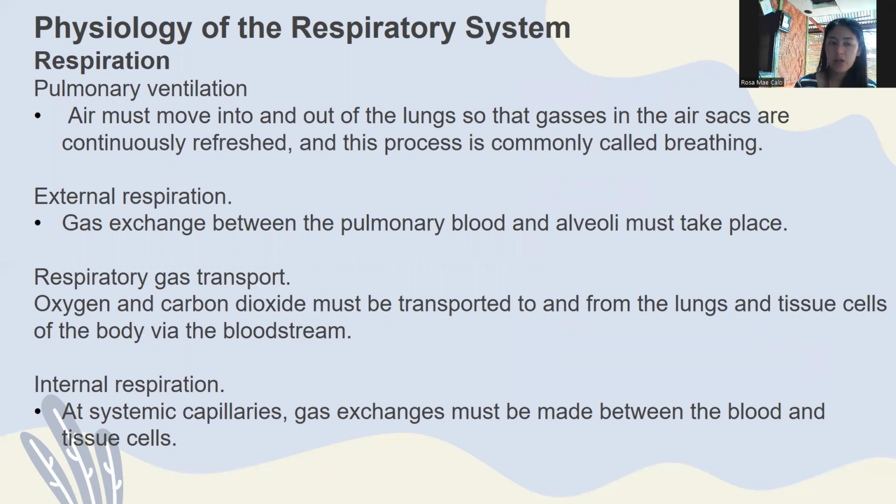External respiration happens when gas exchange between the pulmonary blood and the alveoli takes place. Respiratory gas transport is when oxygen and carbon dioxide must be transported to and from the lungs and tissue cells of the body by the bloodstream. Internal respiration: at the systemic capillaries, gas exchange must be made between the blood and the tissue cells.